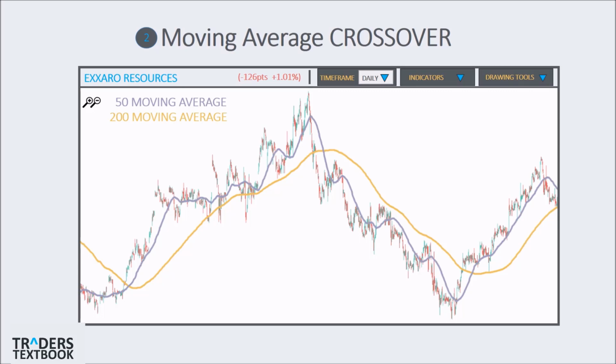For example, here we have a 50-day moving average in purple. This is our short-term moving average. Then we have our longer-term moving average, the yellow one. This is a 200-period moving average. Now when a short-term moving average crosses above the longer-term moving average, it signals a shift. For example, like we have here where the shorter 50-period moving average crosses above the longer 200-period moving average.